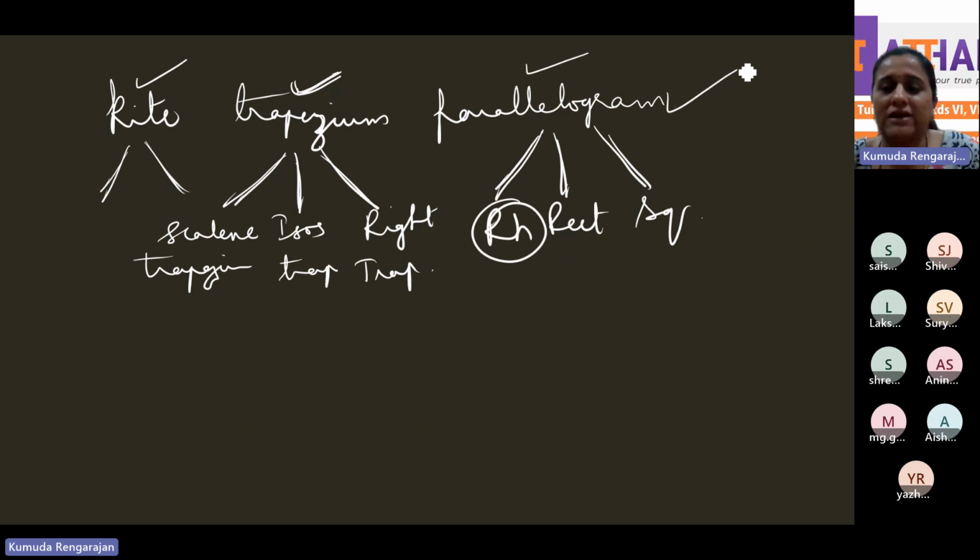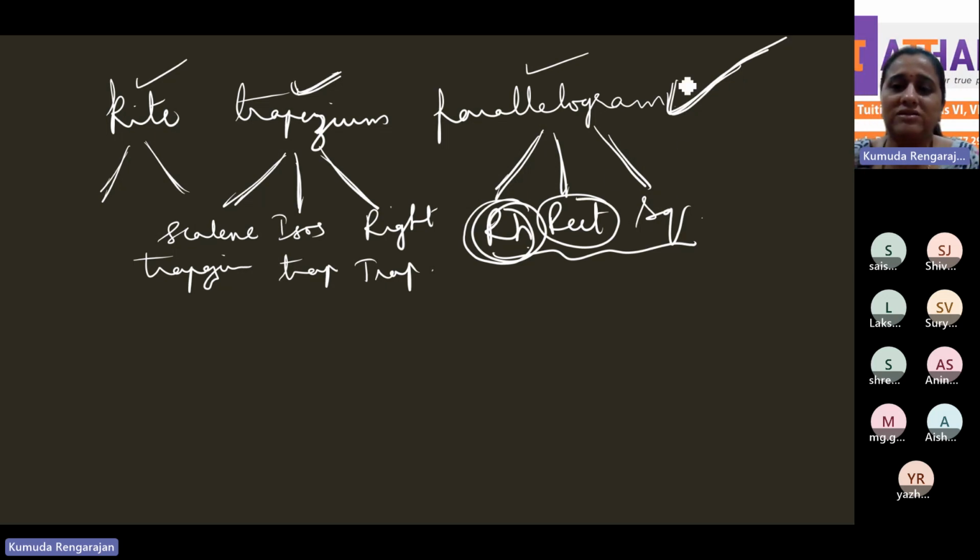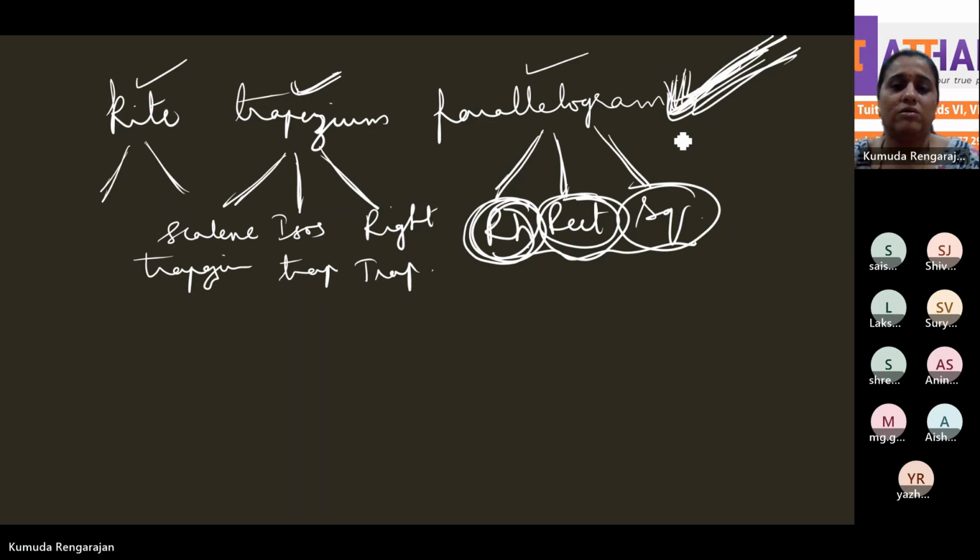Rhombus, rectangle, and square are the three types of parallelograms. Every rhombus is a parallelogram. Every rectangle is a parallelogram. Every square is a parallelogram. This is like the parent figure. But every parallelogram need not be a rhombus or a rectangle or a square. It can be just a parallelogram.